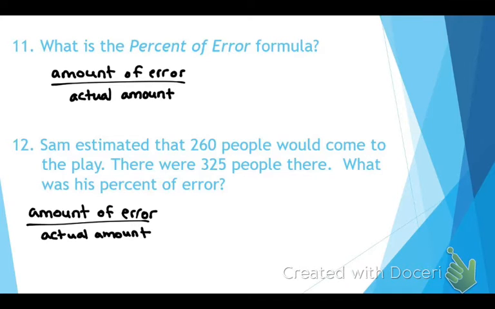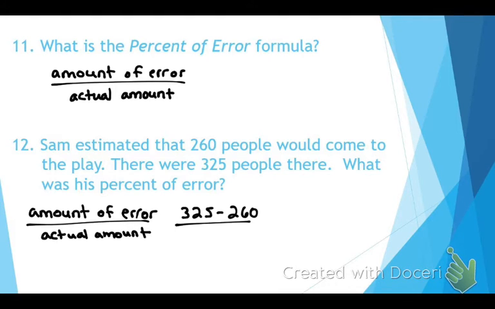Does anyone think they might know how to find the amount of error that he had? Kaylee, what should I do? Put 260 over 325 and then divide it. No, we're not going to divide that yet. How do I figure out how far off he was? If he thought 260 would come, but 325 came, how do I find that error? What do you think? Subtract. We're going to subtract it. So take the bigger number, 325, and minus the smaller number, because that's going to tell me how many people he counted wrong or estimated wrong.